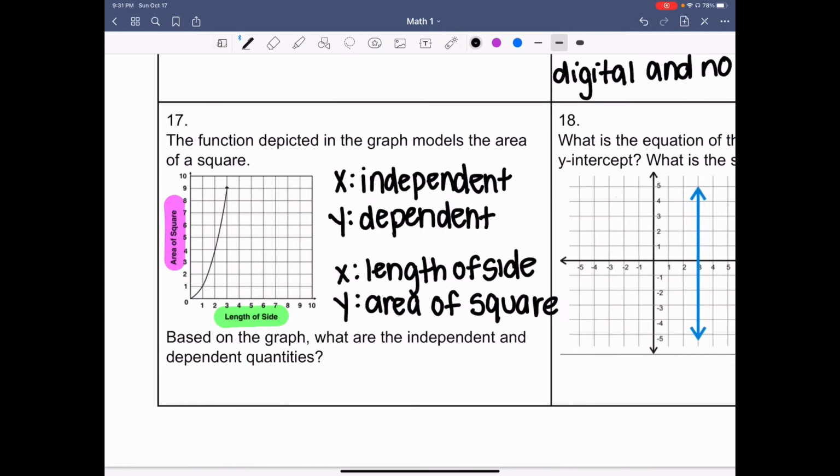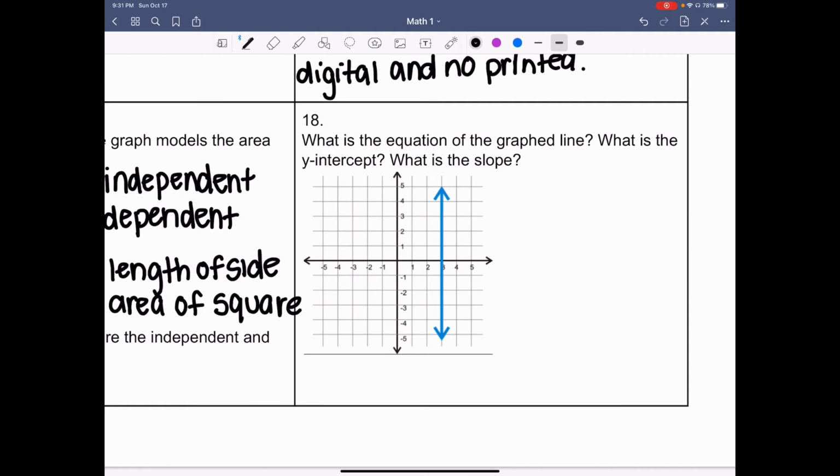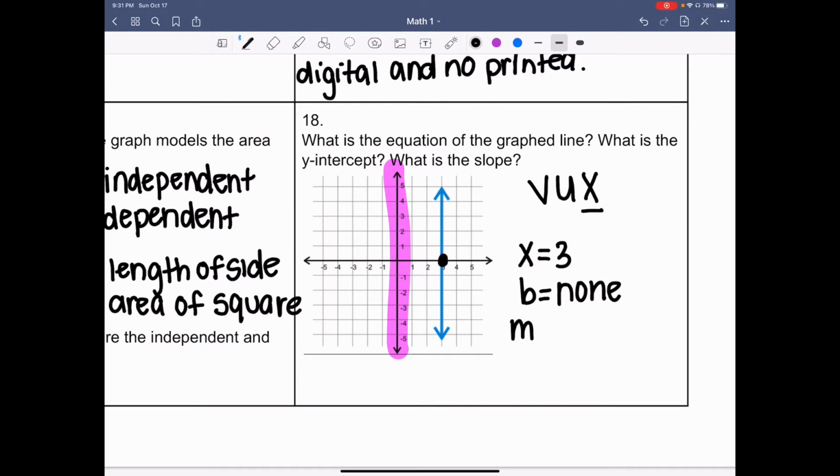Number 18, what is the equation of the graph line? What is the y-intercept? What's the slope? So we have a vertical line this time. And because we have a vertical line, we have the x equals equation. So x equals 3 because it crosses at 3 on the x-axis. So then we have a y-intercept. Well, the graph doesn't cross the y-axis at all, so that's going to be none. And then my slope, that's what the U stands for. It stands for undefined.